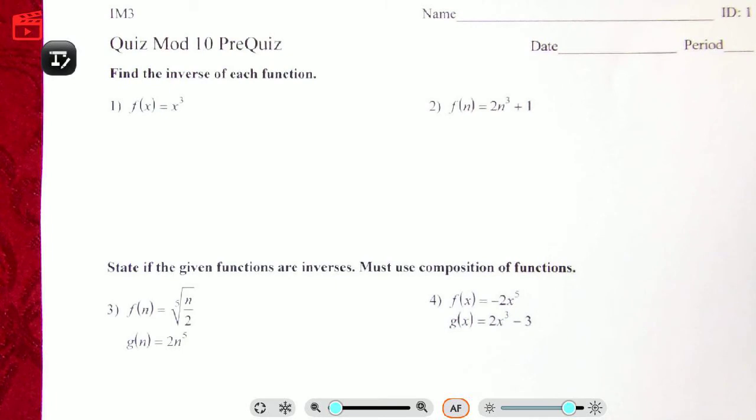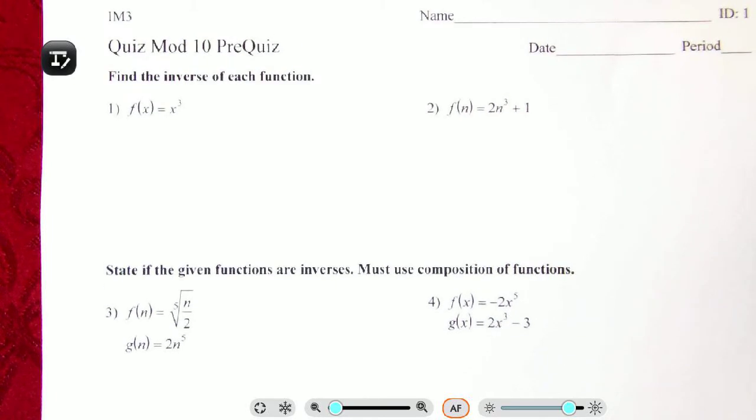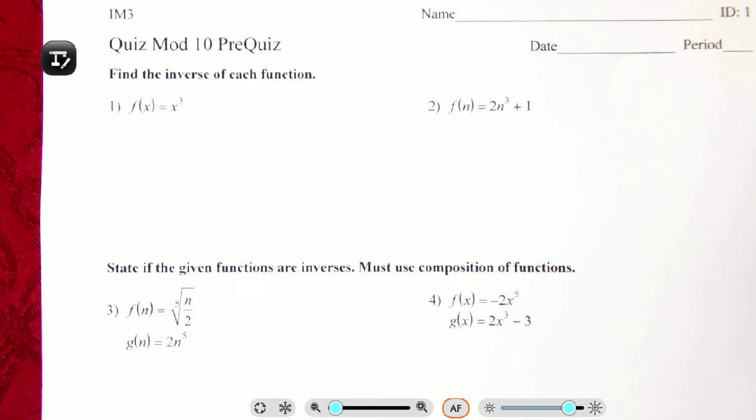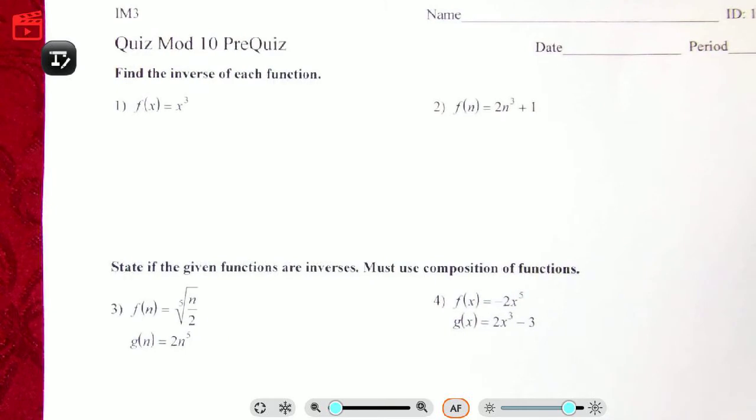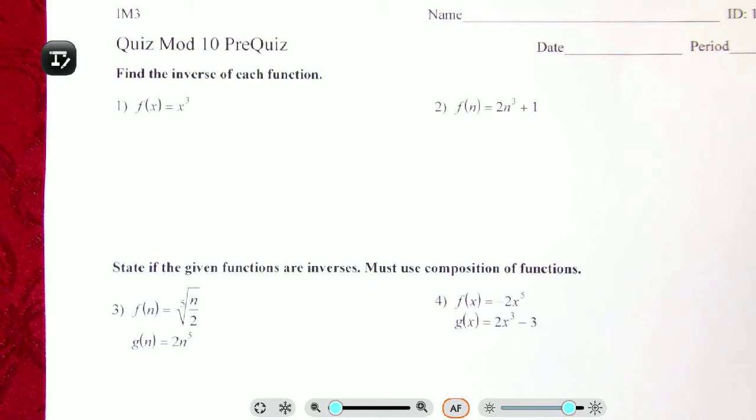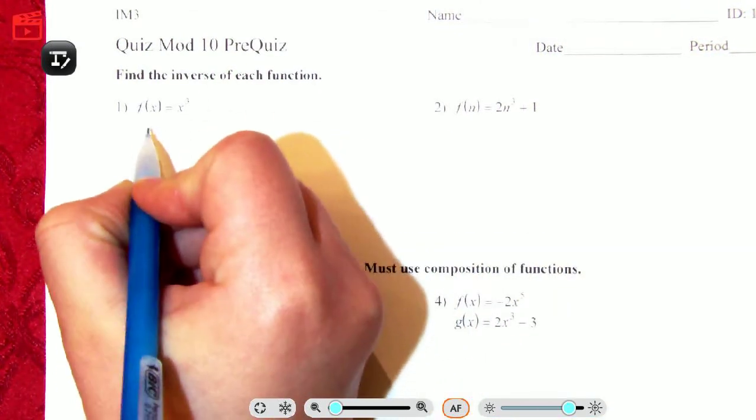The first one that we're going to do is find the inverse of each function. Now, this one does have a few steps. There are multiple ways of doing this type of question. The easiest way that I know of to solve for the inverse is by switching your x and y.